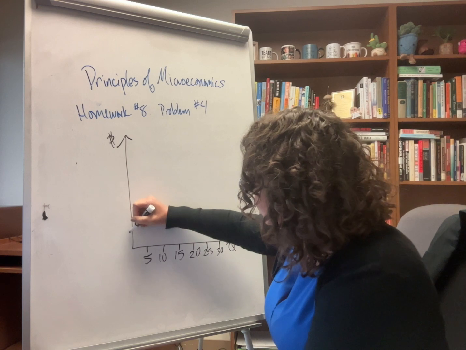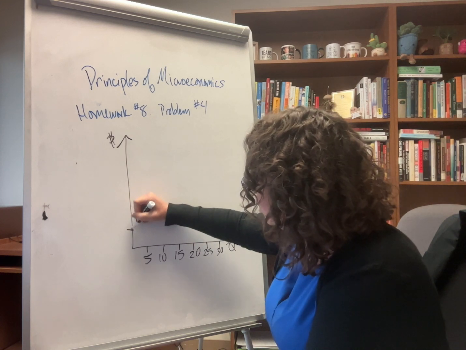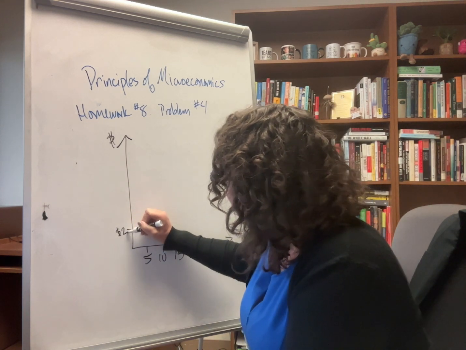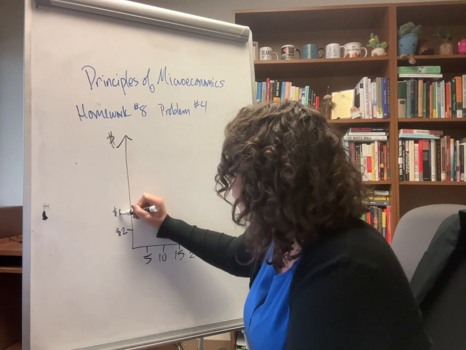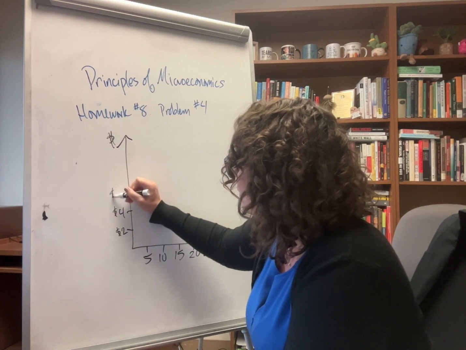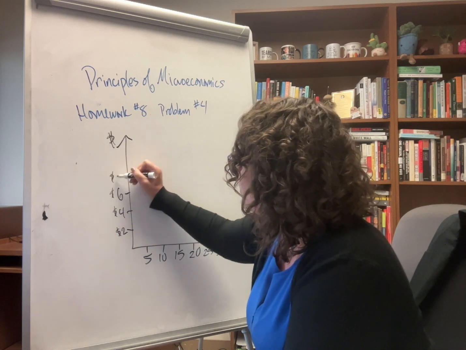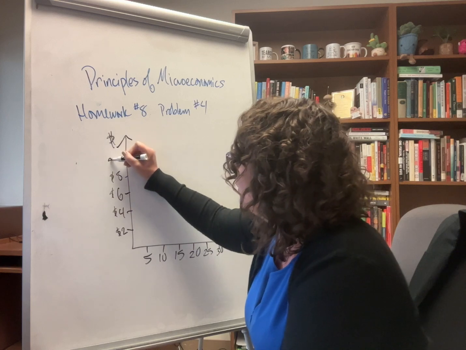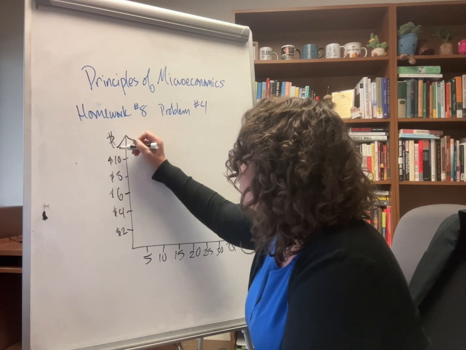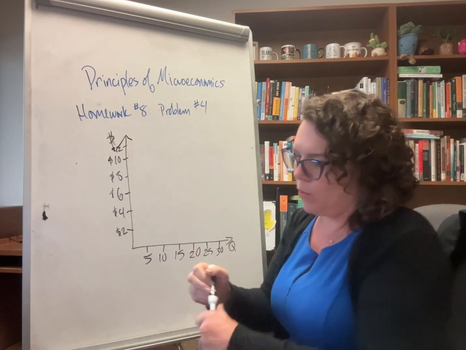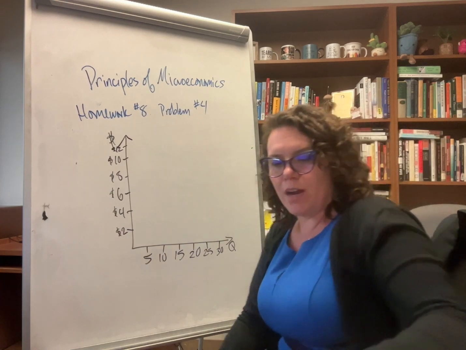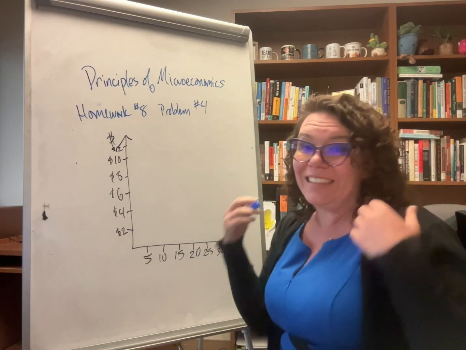So let's do $2 here, $4 here, 6, 8. We're still going to go off the chart a little bit, but this will give us a little bit more of what we were looking for. So now I want to go ahead and do exactly what I did last time.